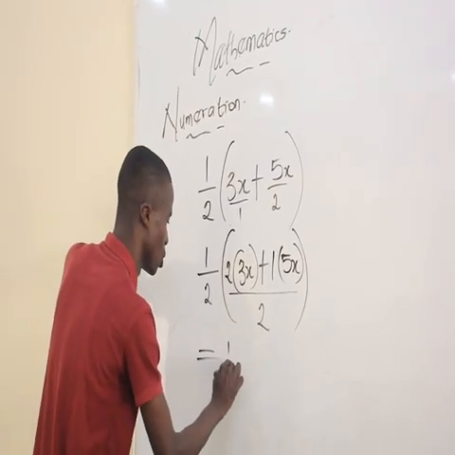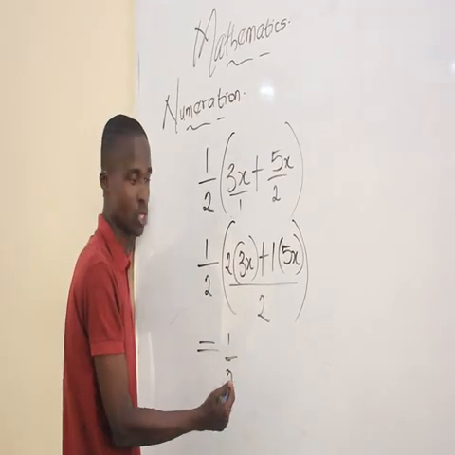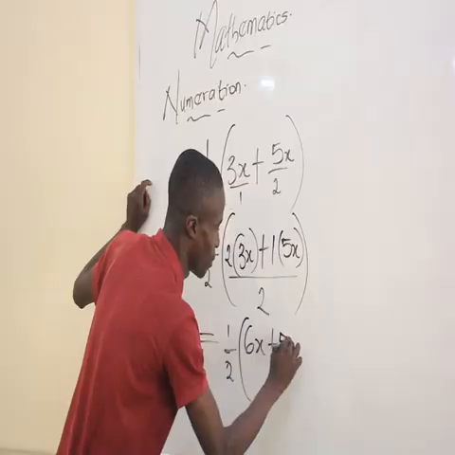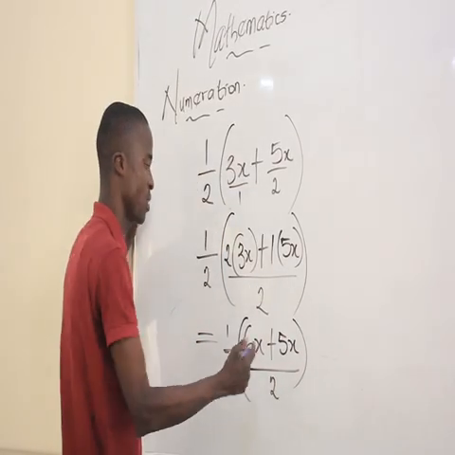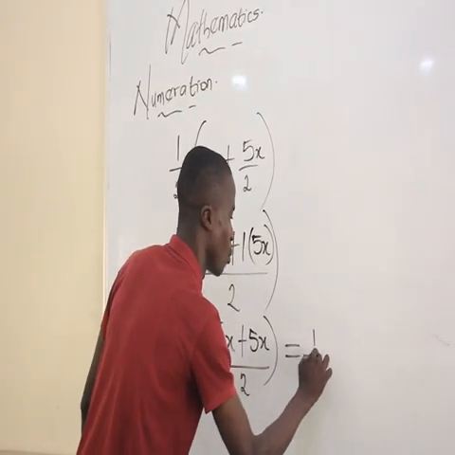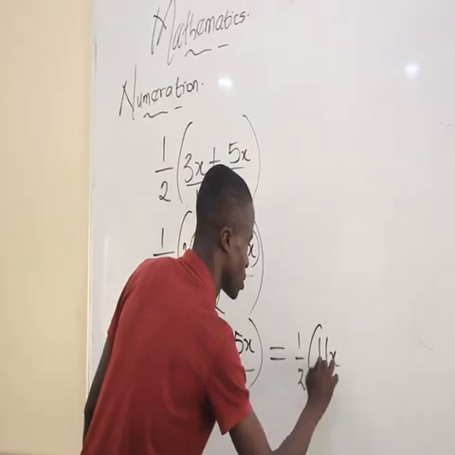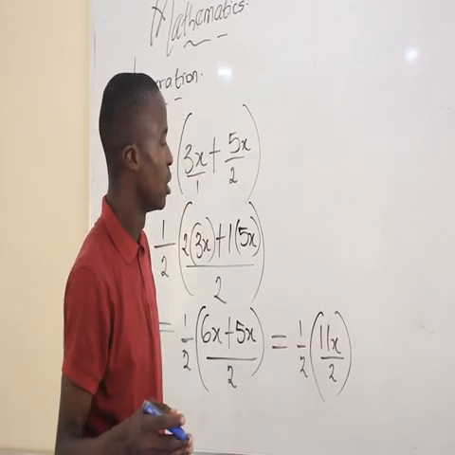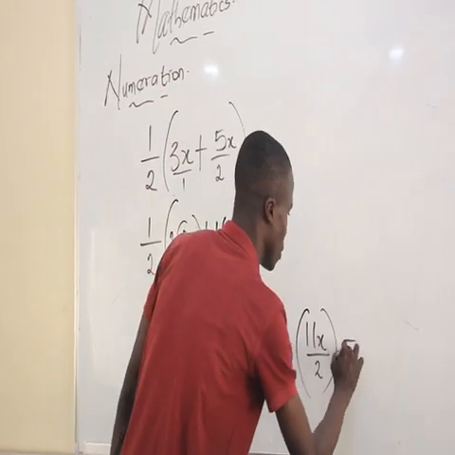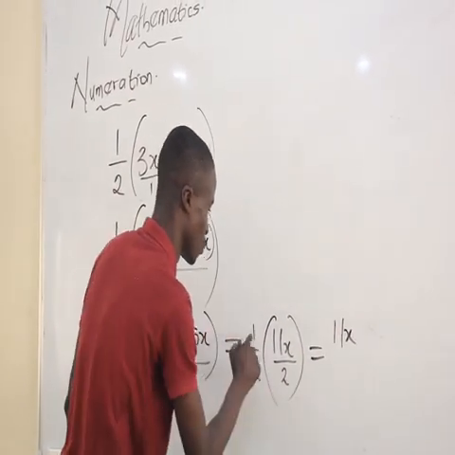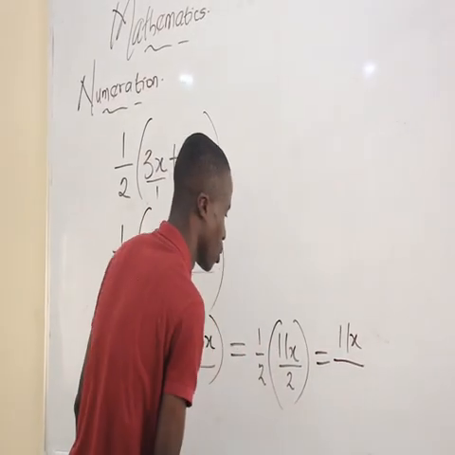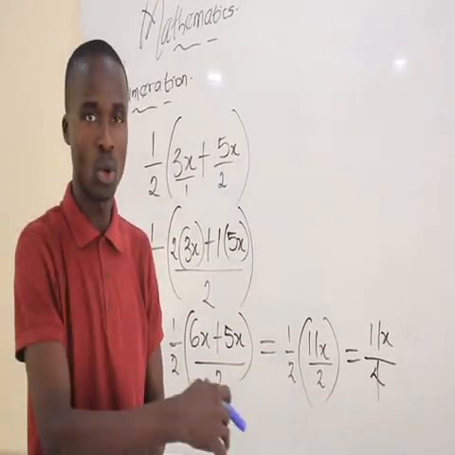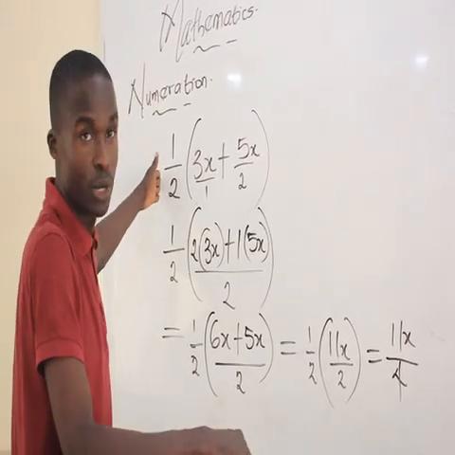You have 1 over 2. That's 1 upon 2. 2 multiply 3x will give you 6x, plus 1 multiply 5x will give you 5x. All upon 2. Everything here will give you 1 upon 2, 11x over 2. Looking at this, you would have the result to be 11x. That's 1 multiplying 11x, all upon 2 multiplying 2 will give you 4. This is the result of your simple expression.